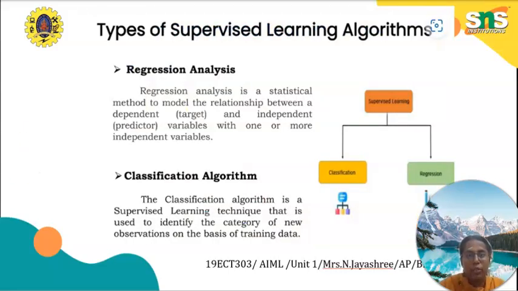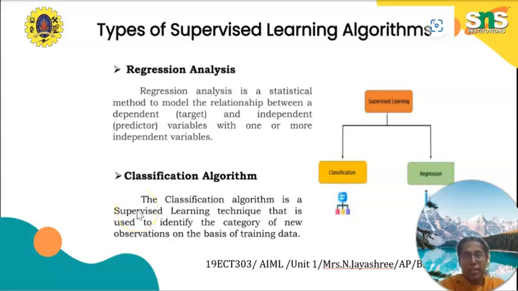These are the types of supervised learning algorithms: regression analysis and classification algorithm. Regression analysis is a statistical method to model the relationship between the dependent variable and one or more independent predictive variables. The classification algorithm is a supervised technique that is used to identify the category of new observations on the basis of training data.